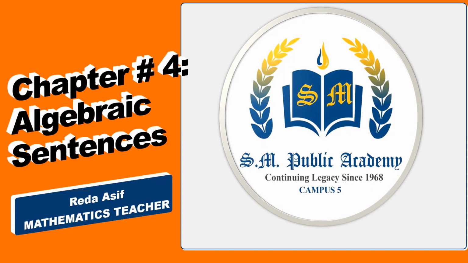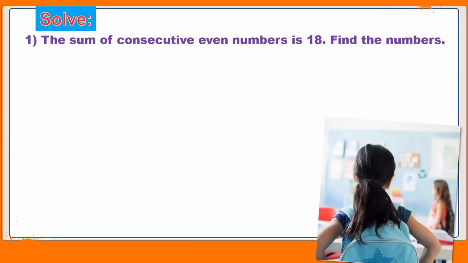So what we were discussing yesterday, we were discussing chapter number 4, algebraic sentences. And what was the topic? We were discussing algebraic sentences, how can we write an algebraic sentence. And then we discussed how can we solve algebraic sentences. Okay, we were discussing some problems leading to some algebraic sentences or equations. So today let's start with the problems again.